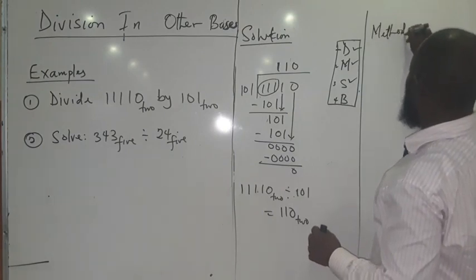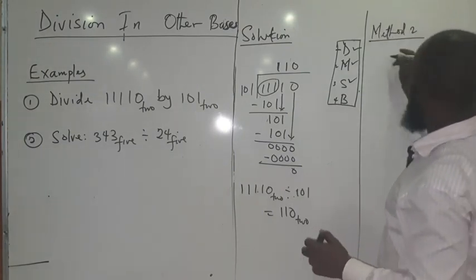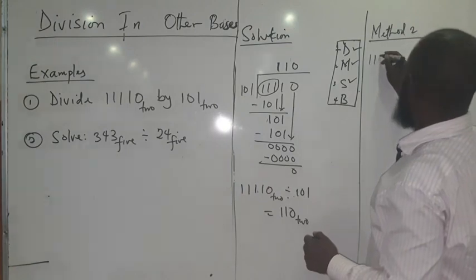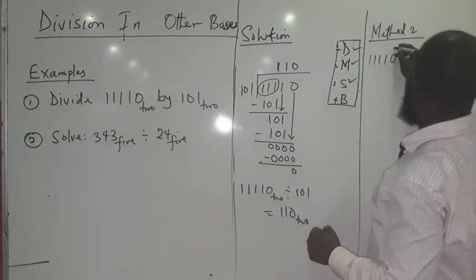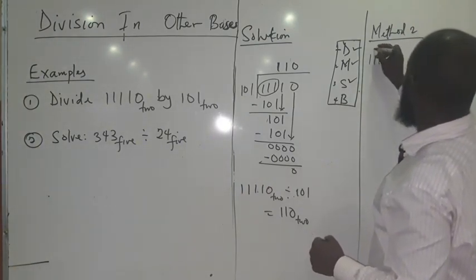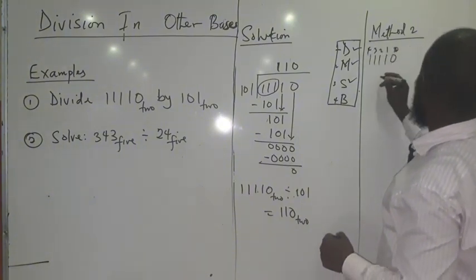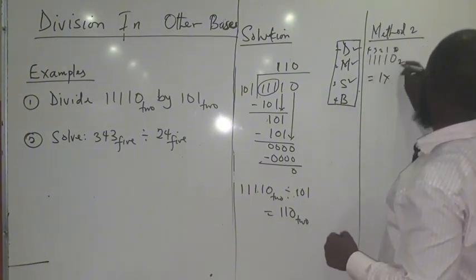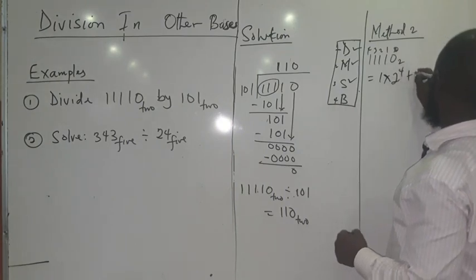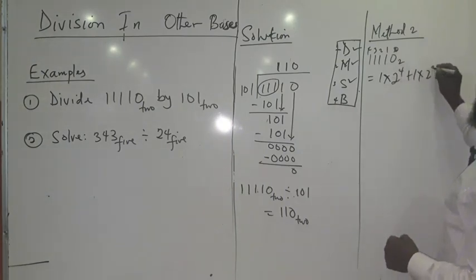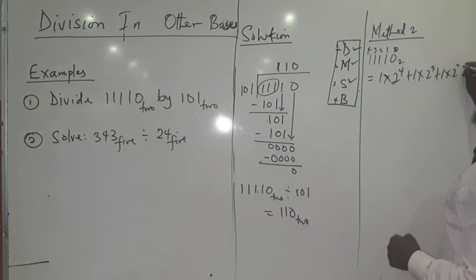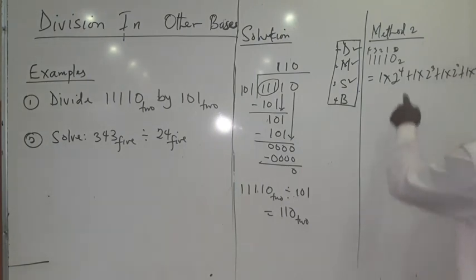We now pick the one that we prefer. So 11110, positions 0, 1, 2, 3, 4. So we have 1 times 2 raised to power 4 plus 1 times 2 raised to power 3 plus 1 times 2 raised to power 2 plus 1 times 2 raised to power 1. The 0 is useless there, so we are not making use of it.